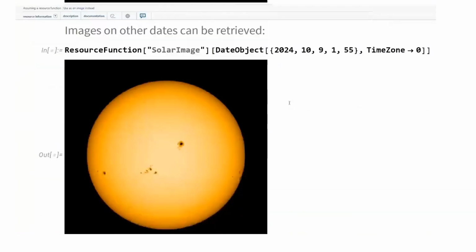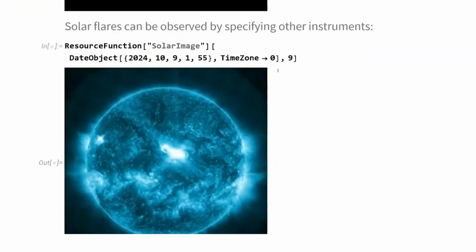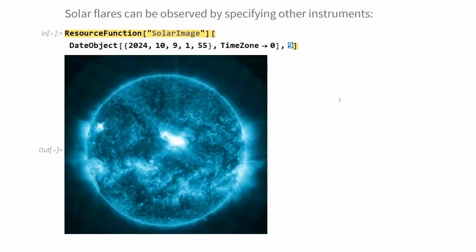You can also feed in a different date. So here's what the sun looked like on a particular date. So this was on October 9th, 2024. Here's where I've switched instruments. Notice that I put a 9 here.